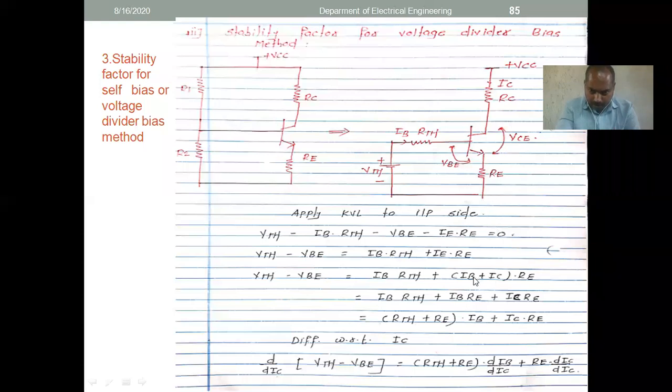So for that equation, IE is taken as IB plus IC, because whatever the current flowing through the device is IB plus IC, right? So your equation is IB into RTH plus IB multiplied by RE, IC into RE. Separate this out. So your equation is VTH minus VB, which is equal to IB into RTH, I into RE, it should be taken separately.